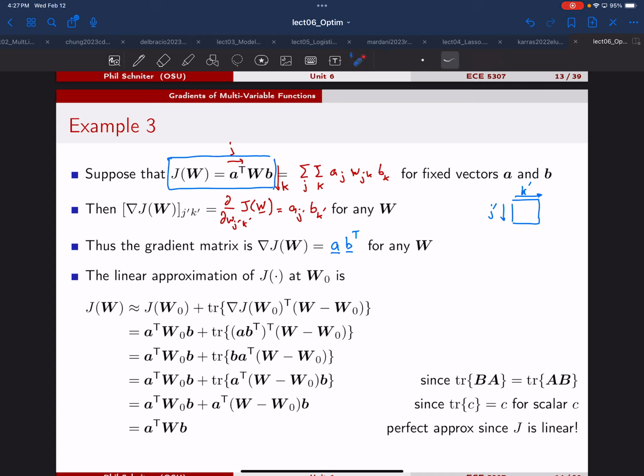And maybe it's easier to go backwards. If I give you this and I say, what's the j prime row of that? That's going to involve only aj prime. And if I say, what's the k prime column? That's only going to involve bk prime, and so you get this. Okay, so this is what we call an outer product. It's that A times B transpose, and that gives us this entire matrix, which is the gradient matrix.